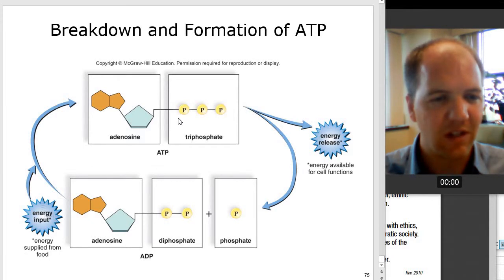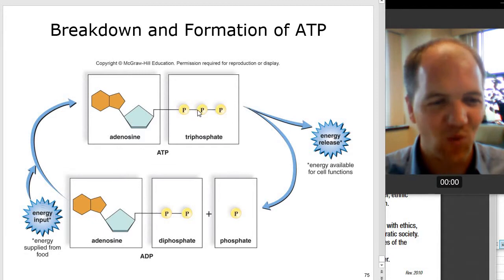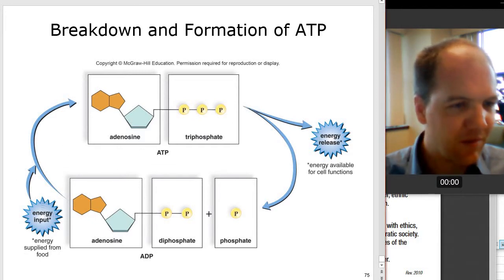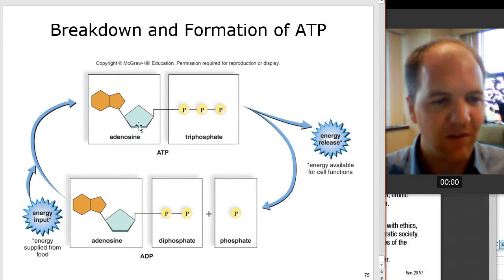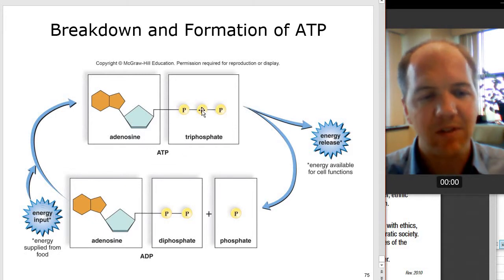Notice it looks like a nucleotide, because it is, but it has 3 phosphate groups instead of just 1. So go back up to the picture of a nucleotide. We have the sugar, the nitrogen base, and the phosphate group. In ATP, we have the sugar, the nitrogen base, but now we have 3 phosphate groups. And so what happens is the energy is stored in these phosphate groups.